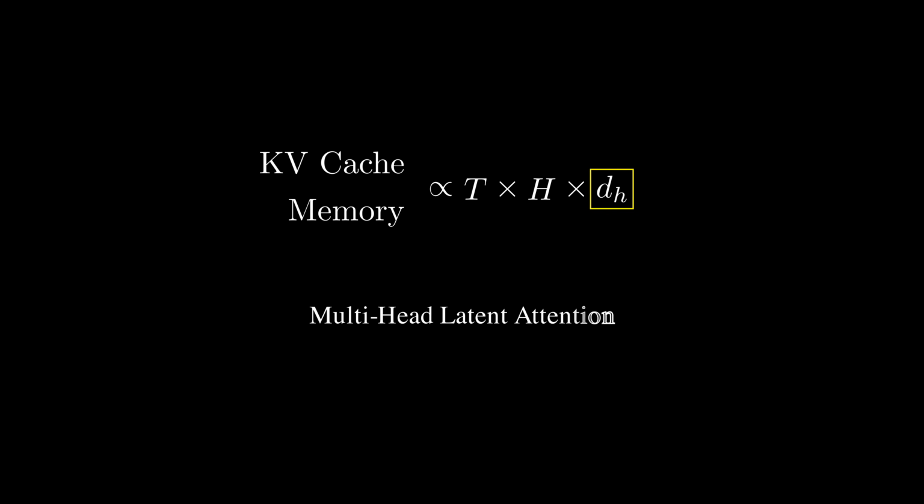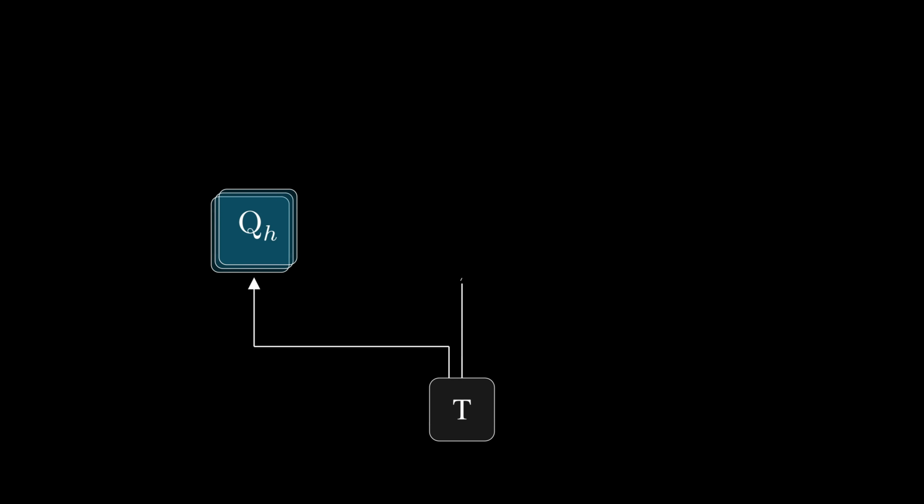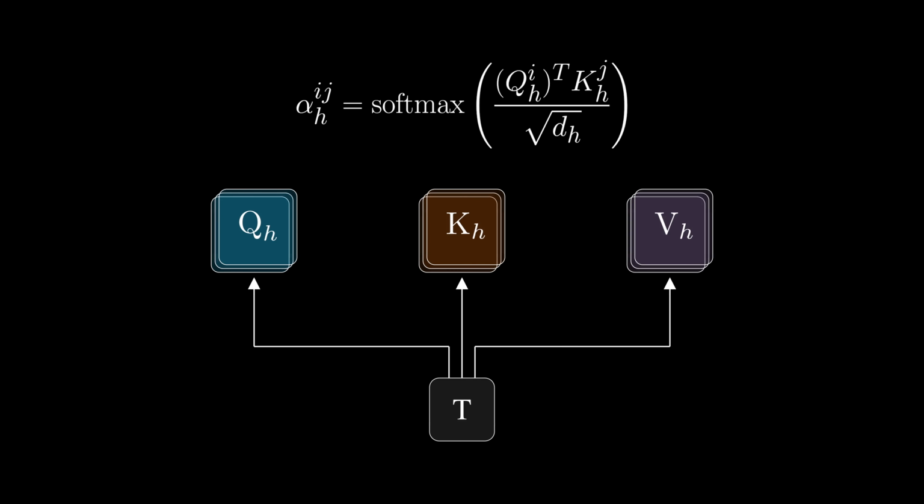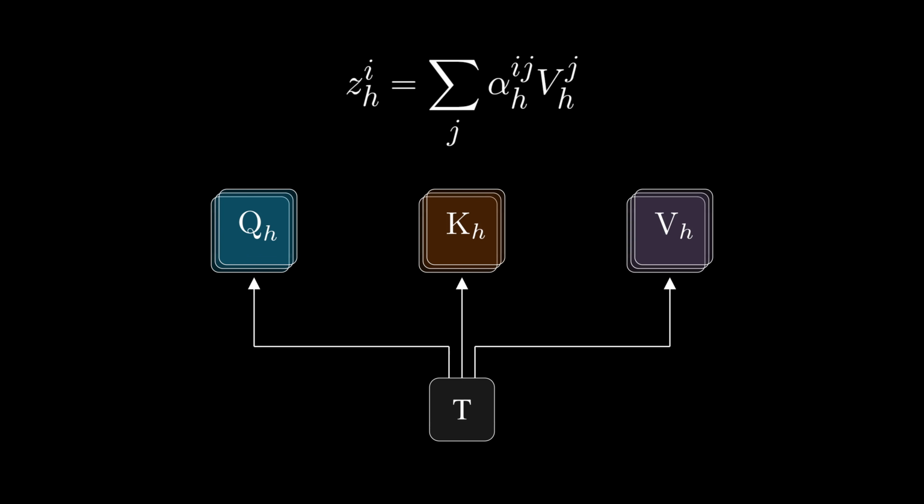DeepSeek's Multi-Head Latent Attention, or MLA, tackles the head dimension itself through latent compression. In standard self-attention, for each token, we compute query, key, and value representations for every attention head. Intuitively, different attention heads learn to focus on different relationships between tokens. We then compute dot products between queries and keys to determine how strongly one token should attend to another. These attention weights are then used to aggregate the value representations across tokens.